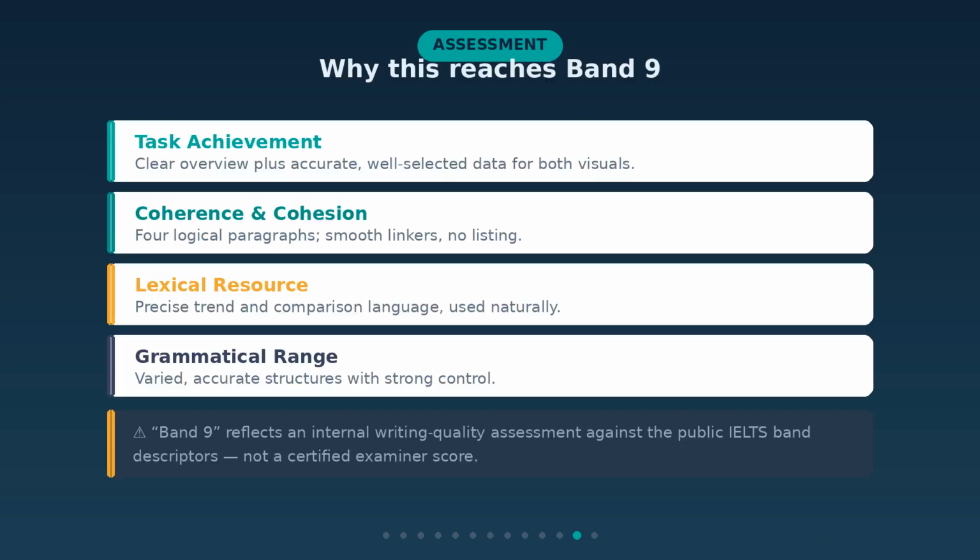Why does this reach Band 9? Task achievement: a clear overview plus accurate, well-chosen data for both visuals. Coherence: 4 logical paragraphs with smooth linking. Lexical resource: precise trend and comparison language. And grammatical range: varied, accurate structures.